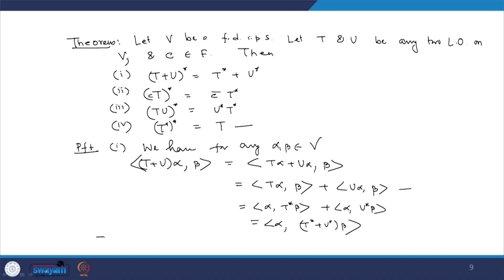Since T star and U star exist, this will be equal to the inner product of alpha, T star beta plus the inner product of alpha, U star beta. So, this is equal to the inner product of alpha with (T star plus U star) of beta. So, this implies that the adjoint of T plus U will be equal to T star plus U star. Exactly the same way we can prove all the rest of the results, so you can complete them at home.